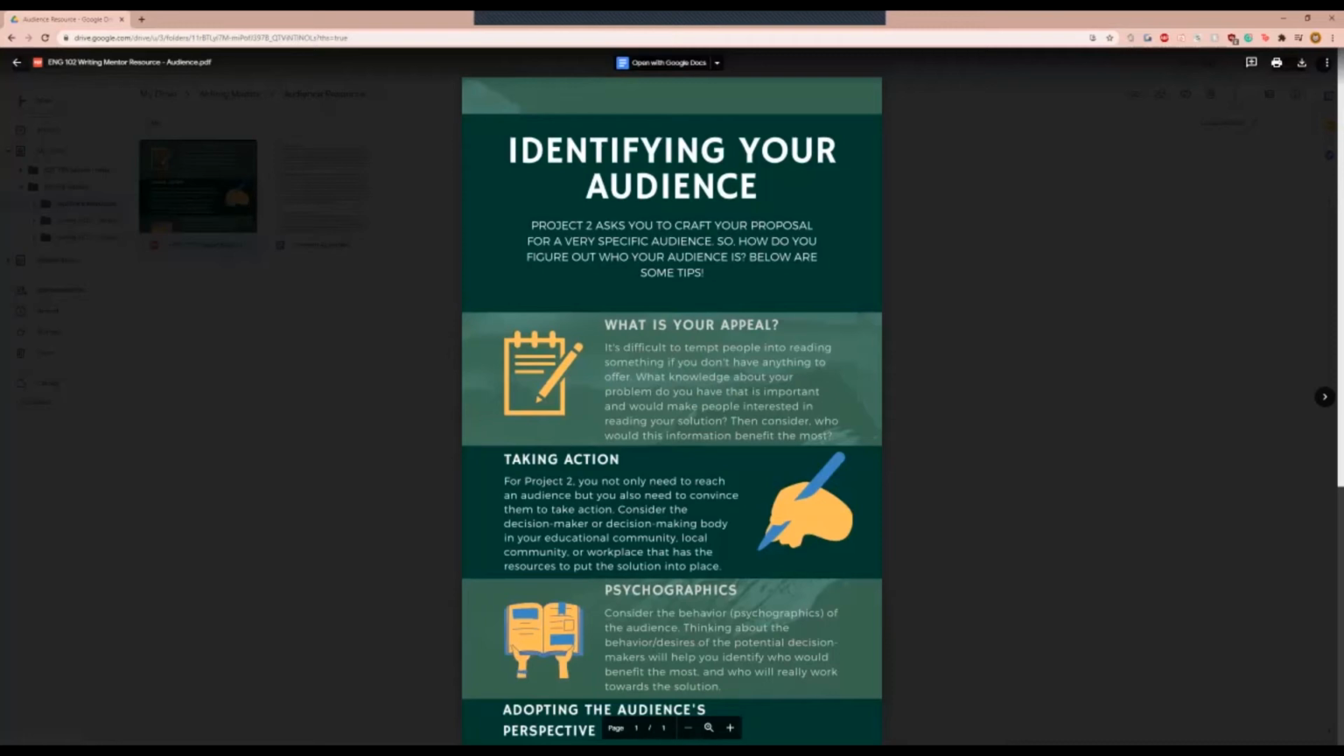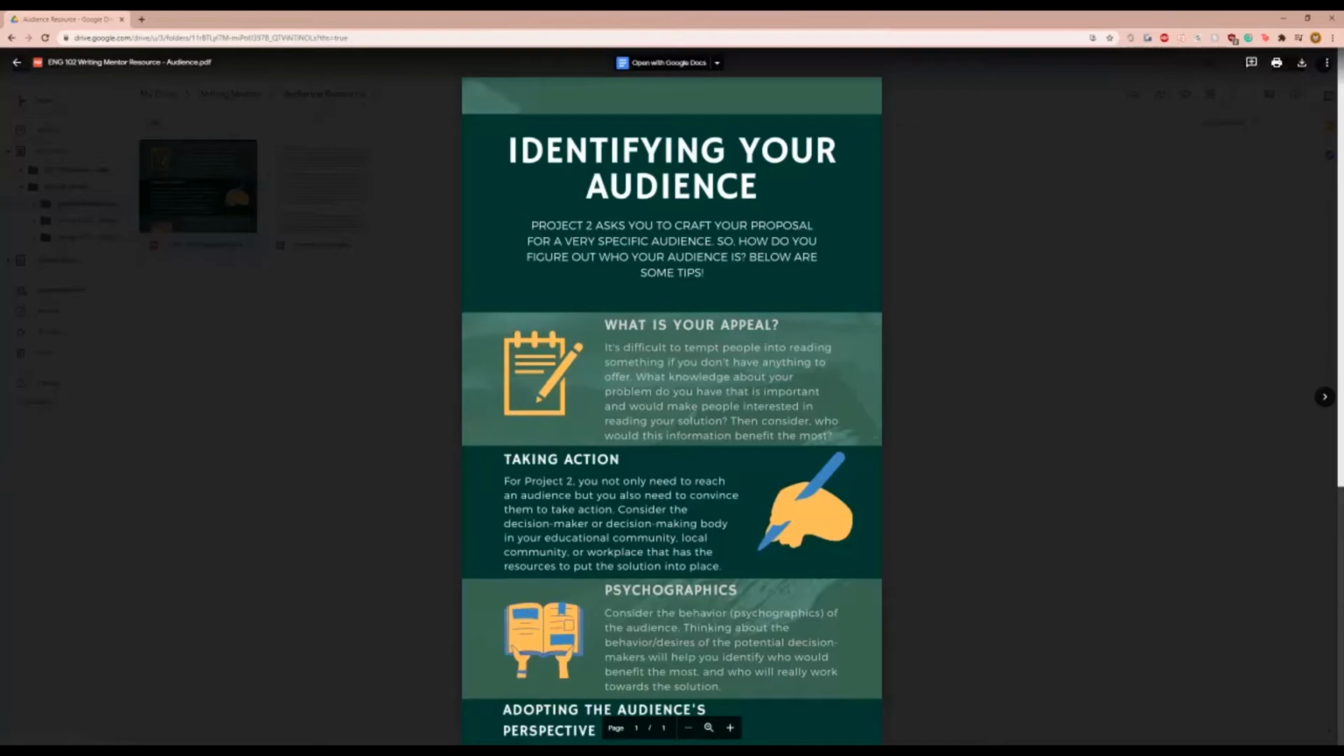Hello, everyone. I wanted to show you all this infographic I put together that discusses how to write for a specific audience in Project 2. I'll be going over this infographic in this video, and then I'll include it as a downloadable link as well in the announcement post, so you can refer back to it whenever you'd like.